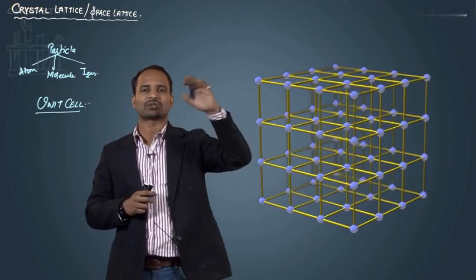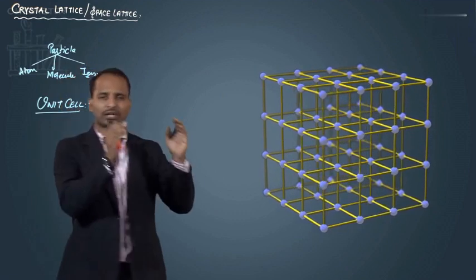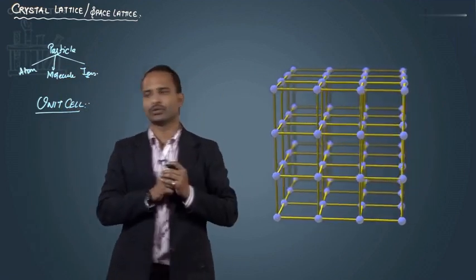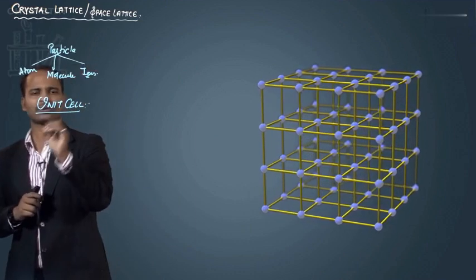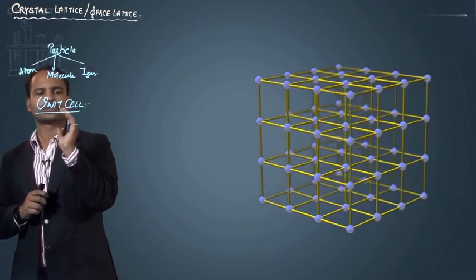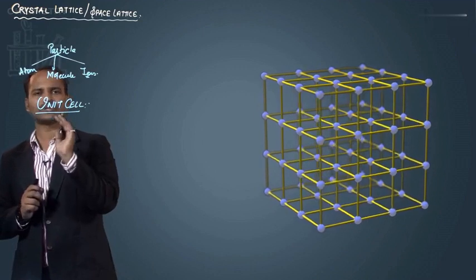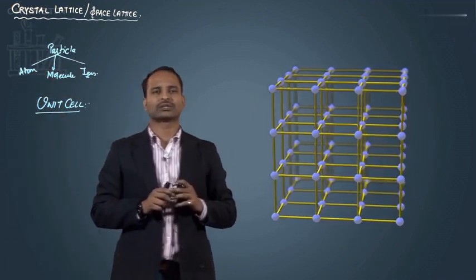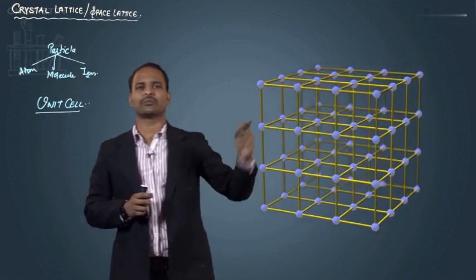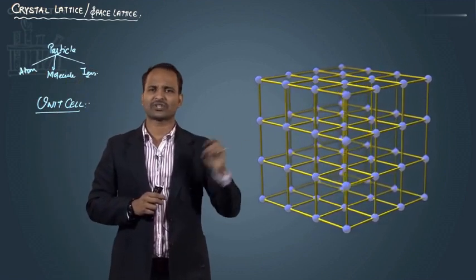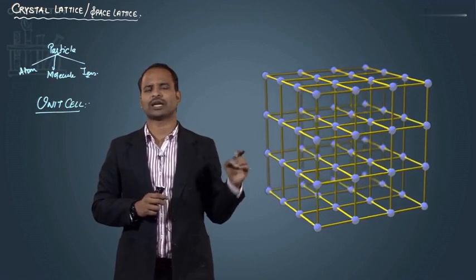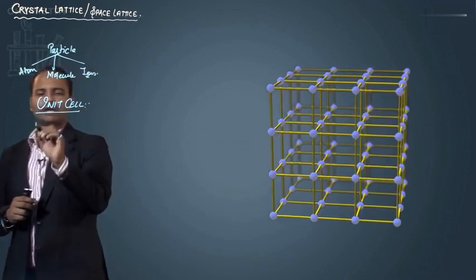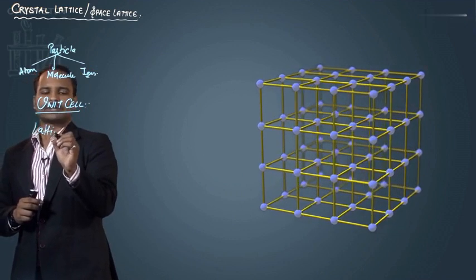So the smallest unit which repeats throughout the crystal lattice is called a unit cell. So unit cell is nothing but the smallest unit which repeats over and over to produce the complete crystal lattice. This diagram is made up of a large number of cubes, and any cube you consider is called a unit cell. After unit cell, we have another term called lattice point.